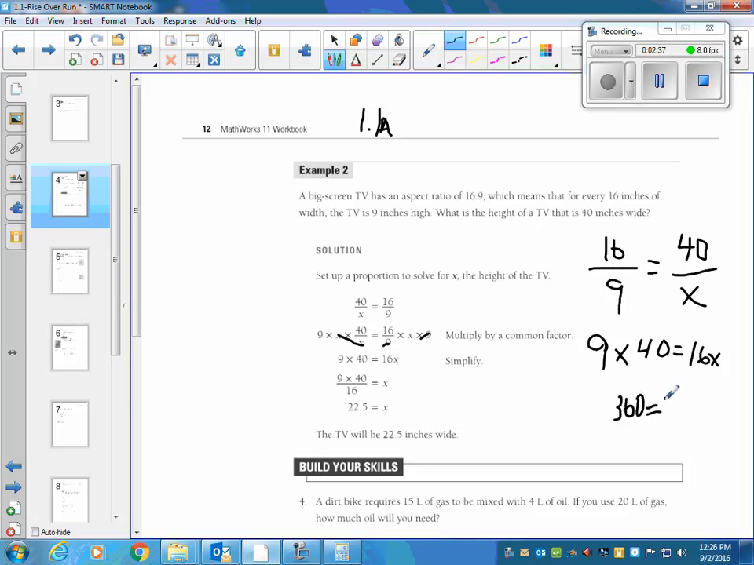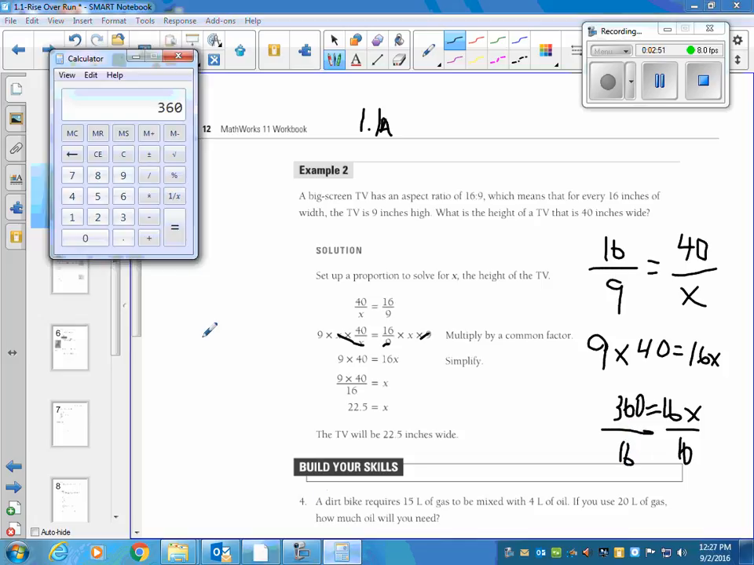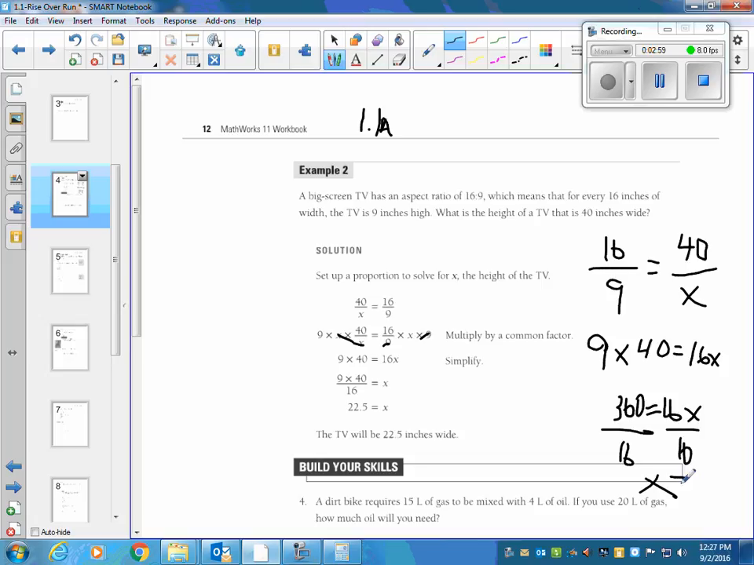To get 16 away from the x, we divide by 16 on both sides. When we divide by 16, hopefully your writing's a little bit better than mine, 360 divided by 16 gives us 22.5. So x equals 22.5. That means when the TV is 40 inches wide, the height would be 22.5 inches. Now, normally I would write a little sentence, but it's written for me right here, and you saw how well I'm writing, so it's probably better that I don't.